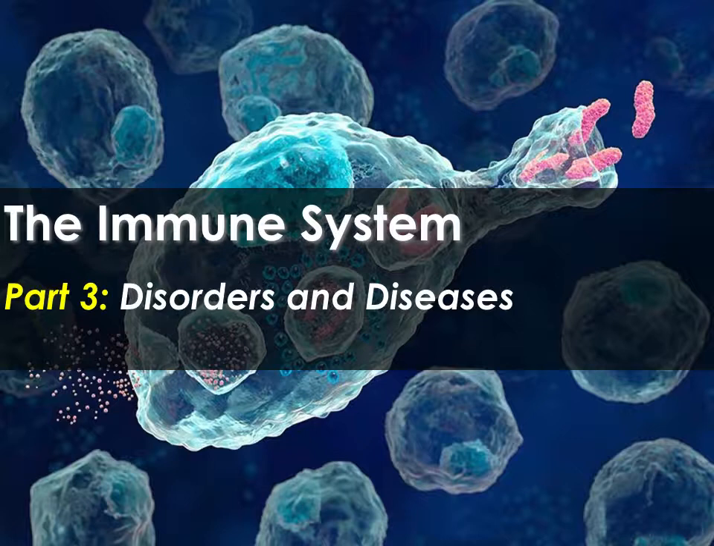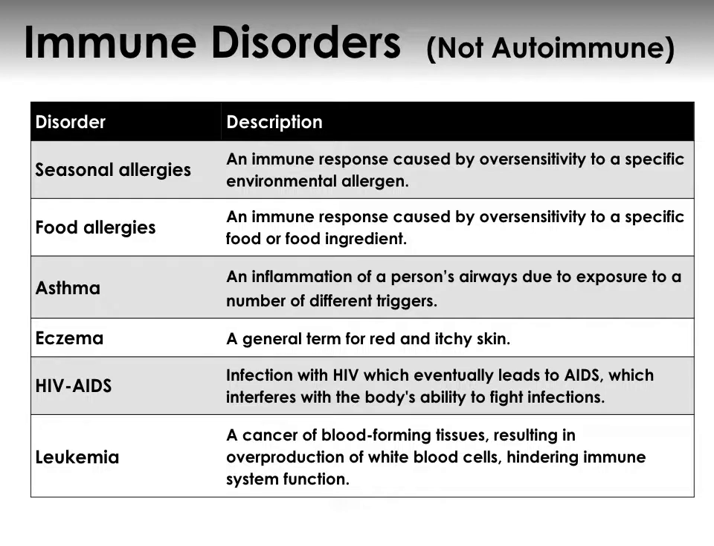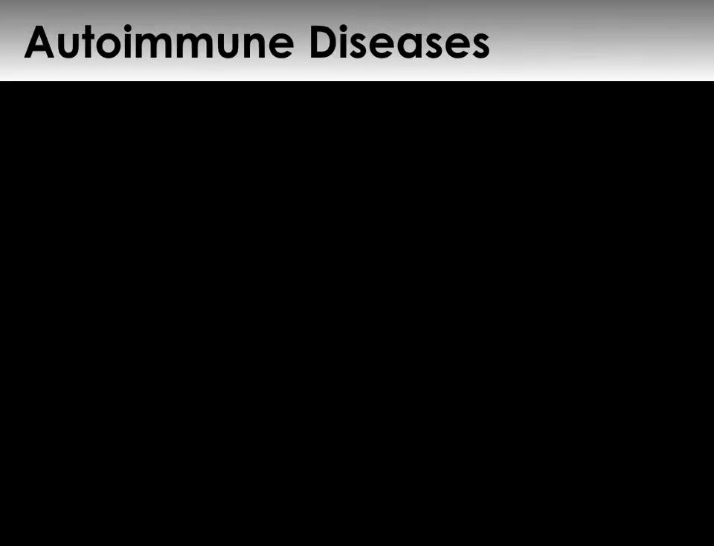Finally, we're just going to talk briefly about some disorders of the immune system. Non-autoimmune disorders, and I will define what that means in a second, include seasonal allergies, food allergies, both of which are immune responses caused by oversensitivity to a particular allergen, be it environmental or food, asthma, which is an inflammation of a person's airways due to exposure to different triggers, eczema, HIV and AIDS, and leukemia, which is a cancer of blood-forming tissues resulting in overproduction of white cells, which hinders immune system function.